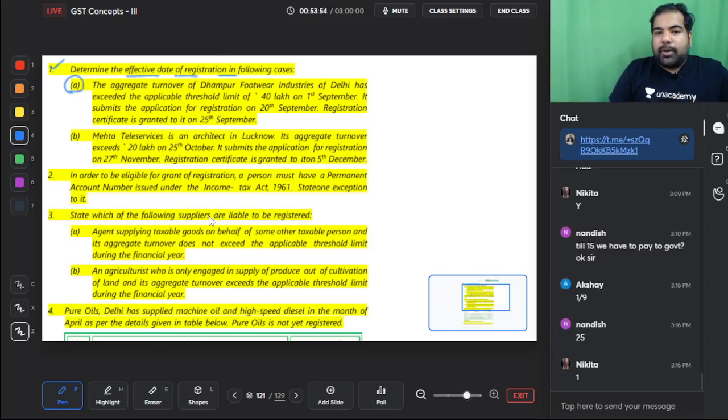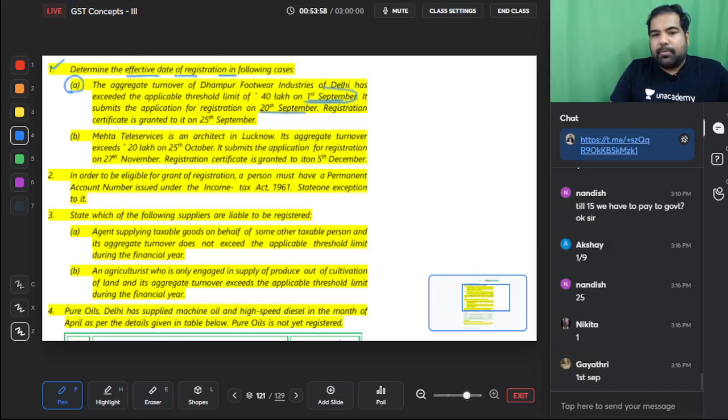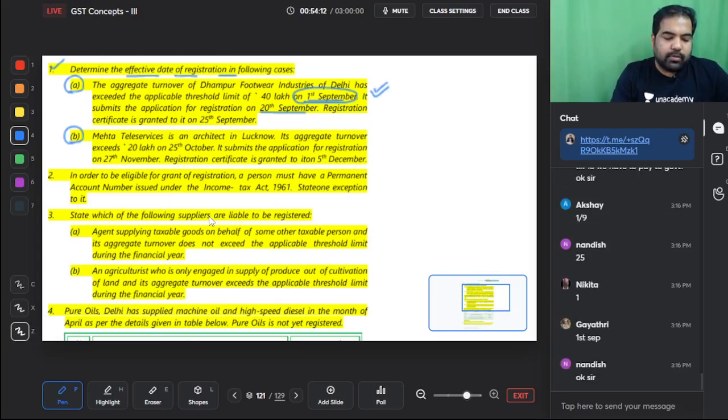Guys, the threshold limit crossed on 1st September. You applied within 30 days. So hence you get 1st September as your effective date. Congratulations. So Nandish, from when can you take ITC? Specifically for you, when can you take ITC? You can start taking from 1st September. Perfect. Guys, over to you all. The second one, please do the second one.